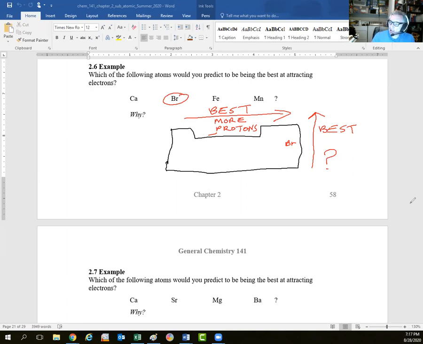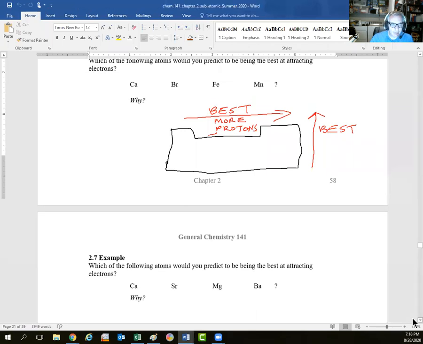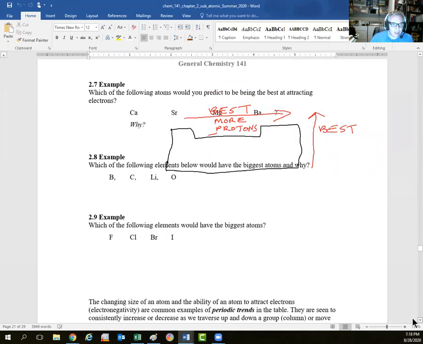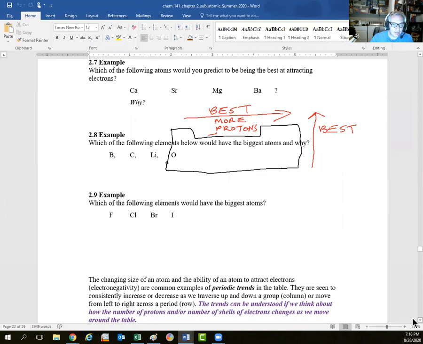Let's look at 2.7 over the page. Let me just try and clear things up here. We'll keep that stuff. So, let's see. Move the page up. So now looking at 2.7.